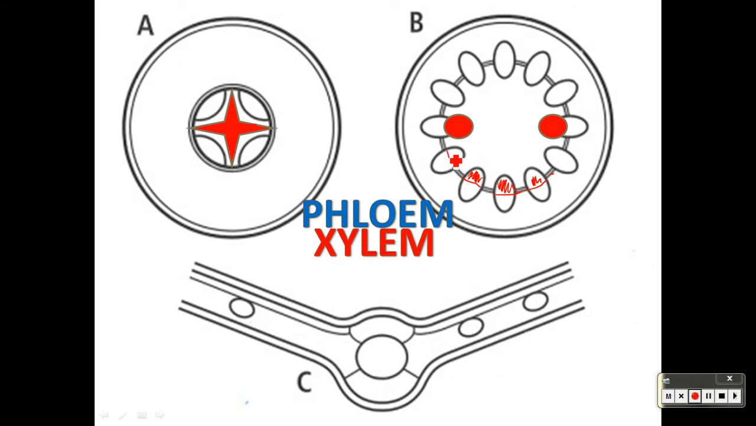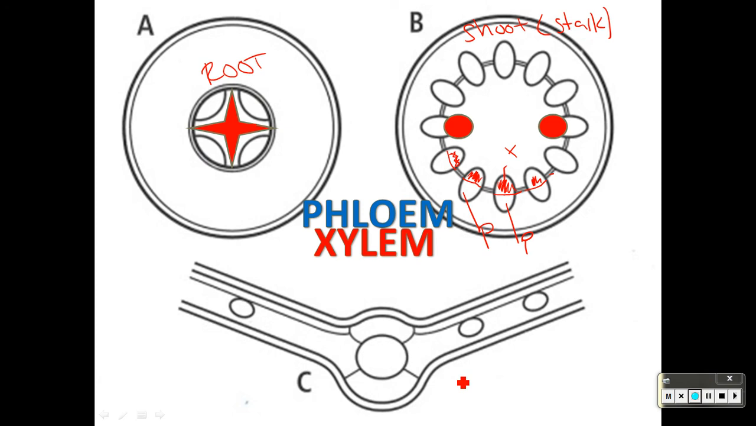The xylem are all close to the center, and the phloem are on the outside. Alright? And in a root, so this is your root, and this is your shoot. You know the difference between a shoot and a root, right? The stalk.